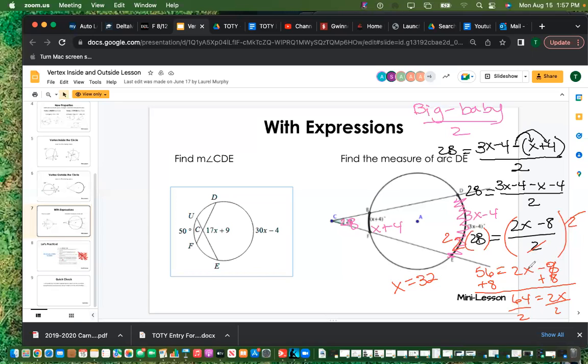All right, wait. So here it is. I multiplied by 2. That's what it is. Okay. So we get x equals 32. Now we want the arc.